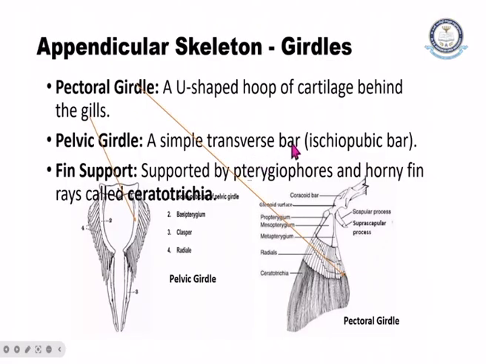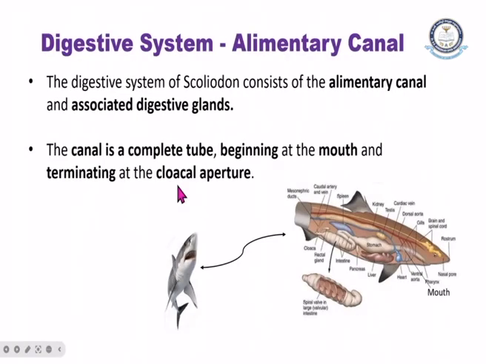Appendicular skeleton or girdles. The pectoral girdle and pelvic girdle are the girdles. The pectoral girdle is a U-shaped hoop of cartilage behind the gills, and in the pelvic girdle a simple transverse bar is present. These two girdles also help in supporting the fins.